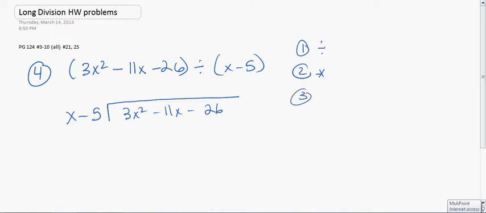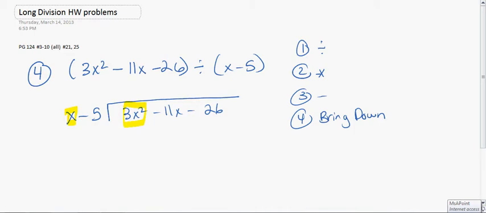And the steps that I'm going to use are to divide, multiply, subtract, and then bring down. I'll keep cycling through those 4 steps until there are no more terms left to bring down. And then I'm going to write the remainder as a fraction. So step 1 is to divide. I'm going to divide the first term always, not the first and second term, just the first term of my divisor into the first term of my dividend.